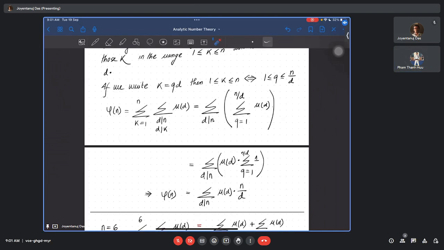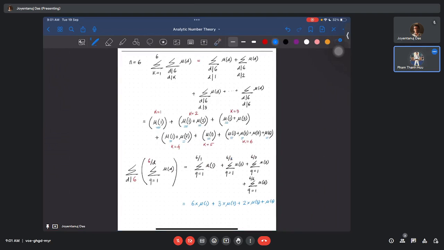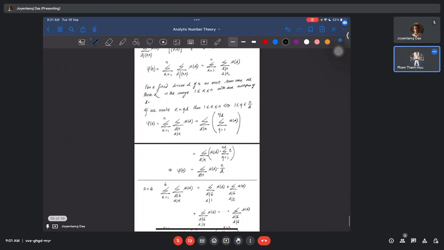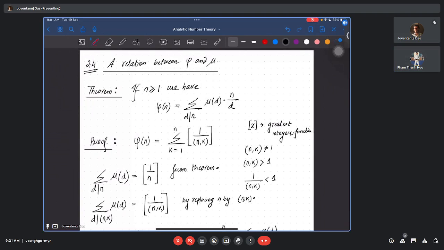So now I think it is fine, right? The example, you understood, right? So what is the formula that we got? It is phi of n and mu of d. So we can relate using this formula, right? So this is useful. Okay, so let us see the next one.